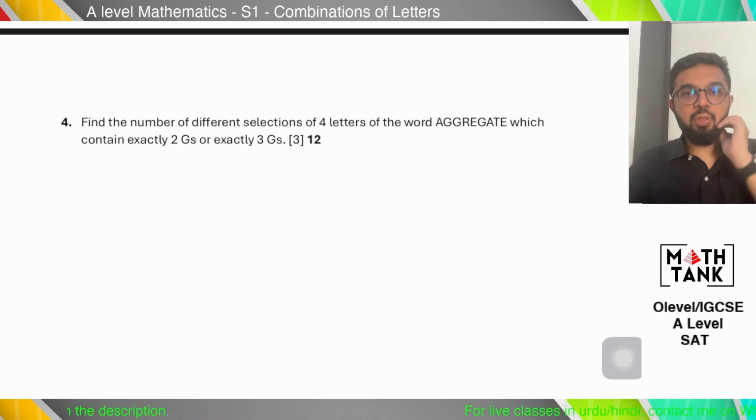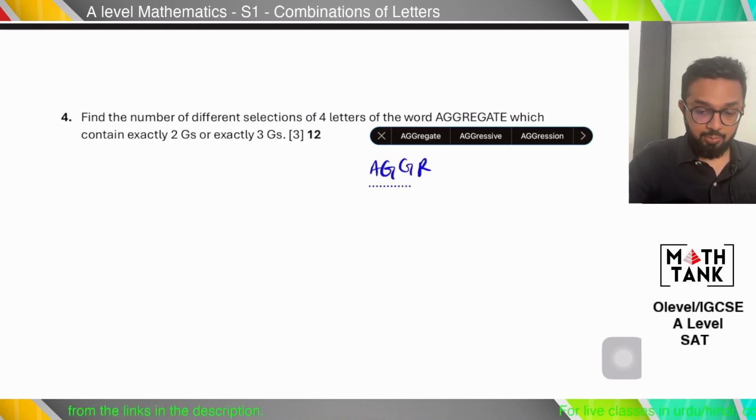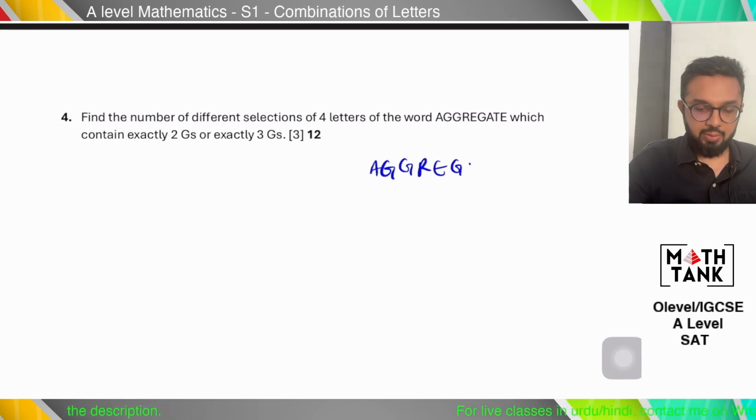Now this one is even tougher. Okay, now moving on to question number 4. It says find the number of different selections of four letters of the word aggregate which contain exactly two G's or exactly three G's. Now this question is a little more complicated than the previous one, so please notice this carefully.